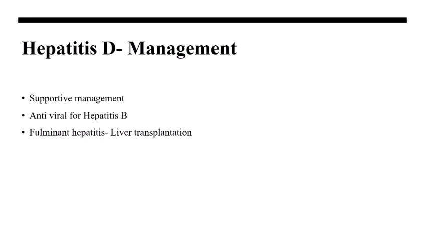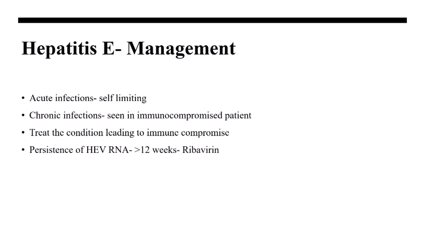Hepatitis E is again a self-limiting condition in acute cases, and very rarely in immunocompromised patients it can go on to chronic infection. So to treat this disease in the chronic stage, the condition that is leading to the immunocompromised state in patients is treated first. And if the HEV RNA persists for more than 12 weeks, ribavirin is initiated in this patient. So that is the management of hepatitis A, B, C, D, and E.